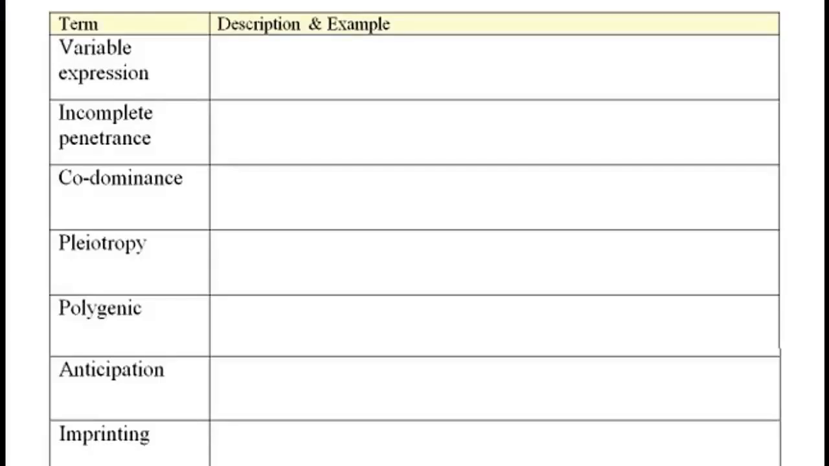In this video, I will explain different genetic phenomena and then provide an example for each one of them. The first condition is variable expression, which explains that the severity of the symptoms can vary in different individuals with the same genotype. For instance, mutation in NF1 gene can cause neurofibromatosis. So all patients with NF1 gene have neurofibromatosis, but the severity of symptoms between these individuals is variable, and this phenomenon is referred to as variable expression.